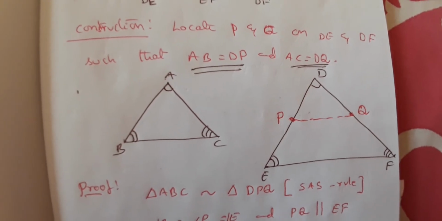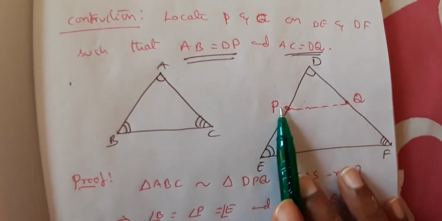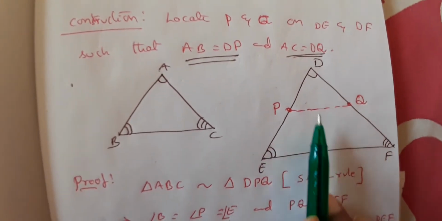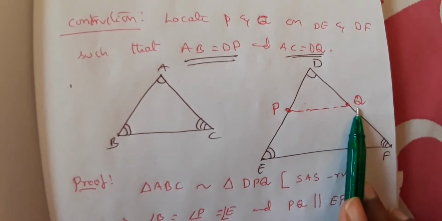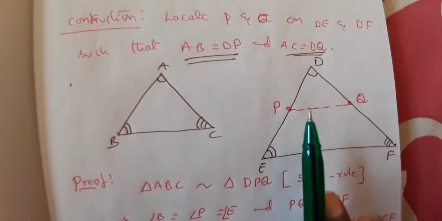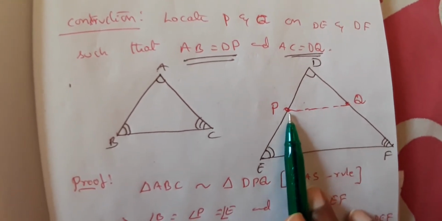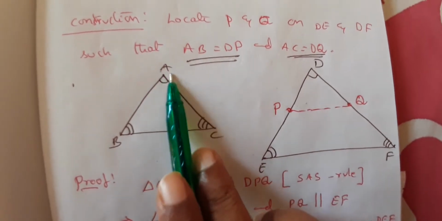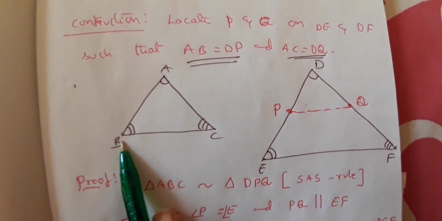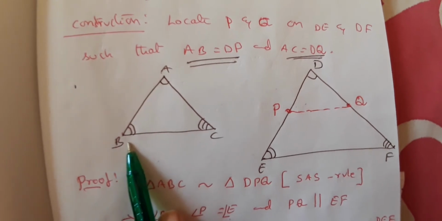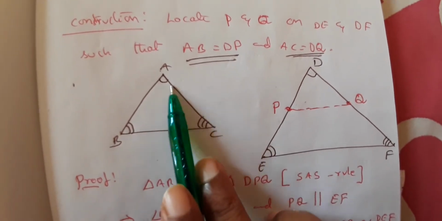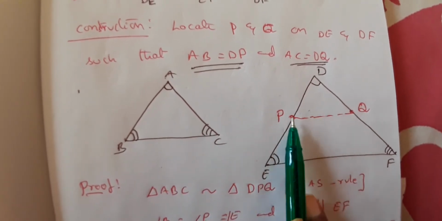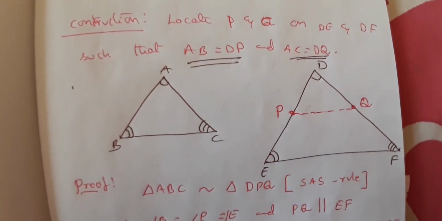So to show that, what are we doing? Just locate P and Q on DE and DF and then join PQ. How are we locating this? We are following a particular assumption that DP must be equal to AB, and similarly, DQ is equal to AC. So satisfying these two, we are locating P and Q.